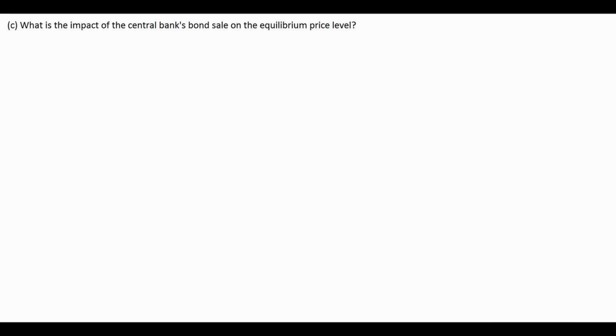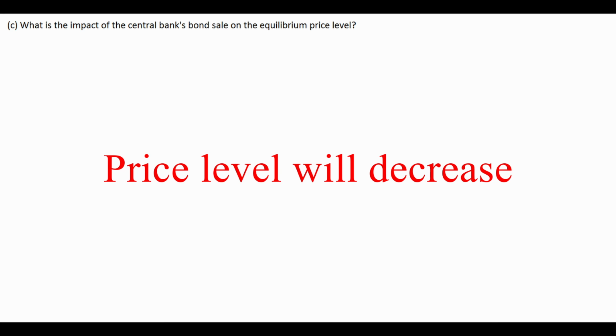If interest rates increase, that means the required reserve ratio is also increasing. And if the required reserve ratio is increasing, aggregate demand is decreasing. Now, if there's less demand for a product in the economy, the price level for that product will decrease.